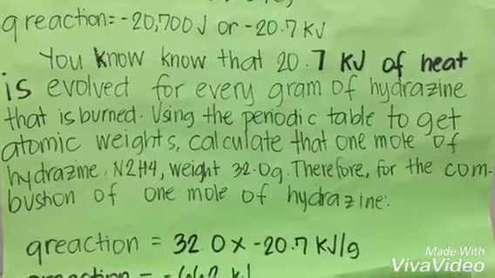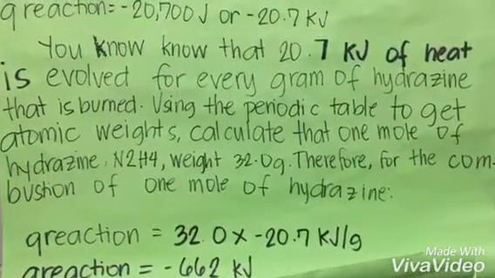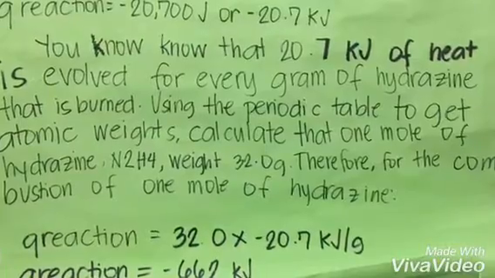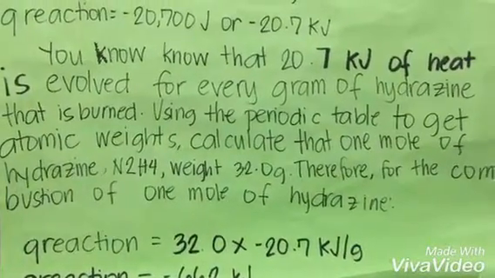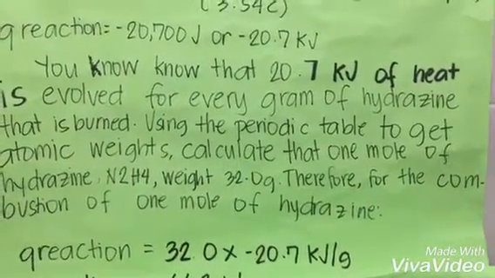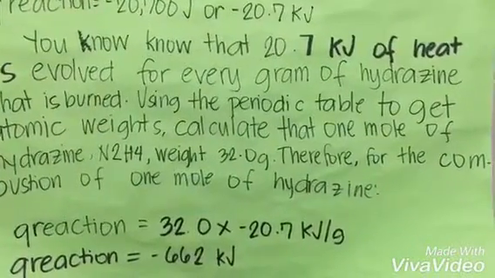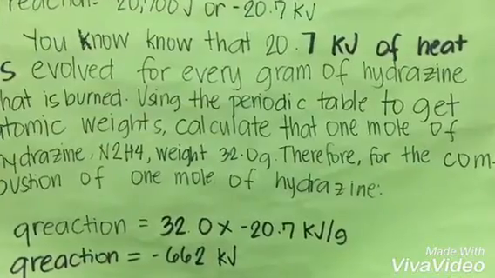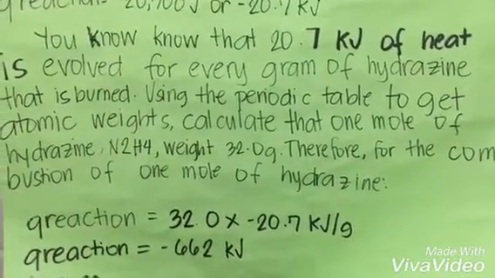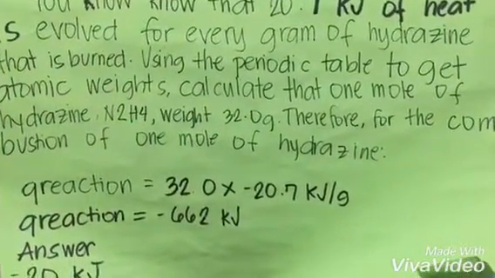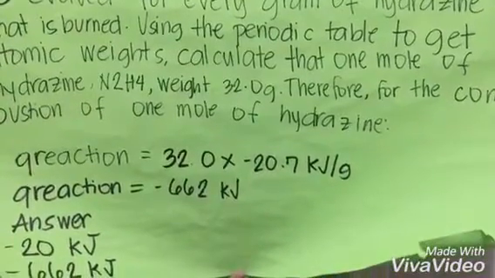Using the periodic table to get atomic weights, calculate that 1 mole of hydrazine weighs 32.0 grams. Therefore, for the combustion of 1 mole of hydrazine, heat absorbed by reaction is equal to 32.0 times 20.7 kilojoules per gram, and heat absorbed by reaction is equal to negative 662 kilojoules. And the answers are negative 20.7 kilojoules and negative 662 kilojoules.